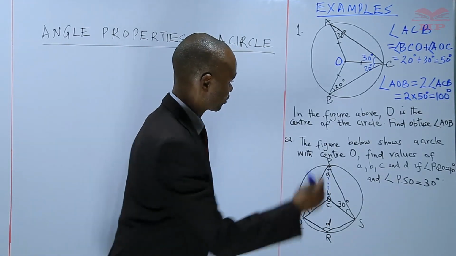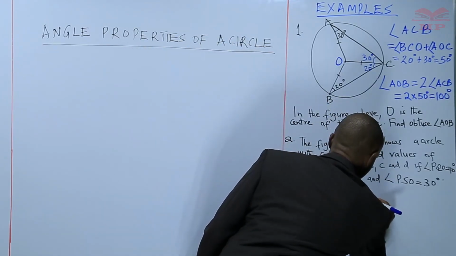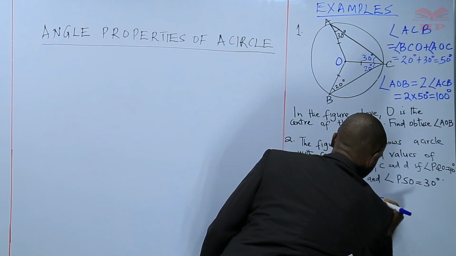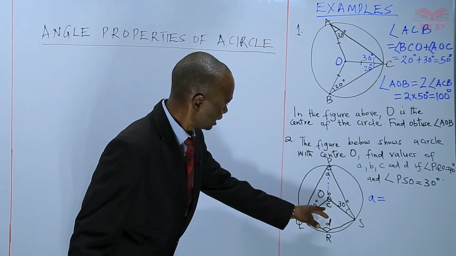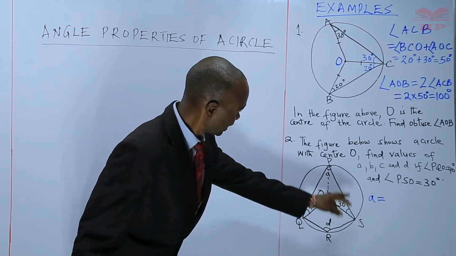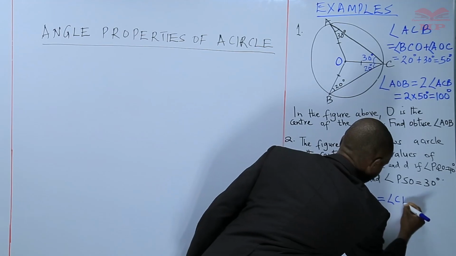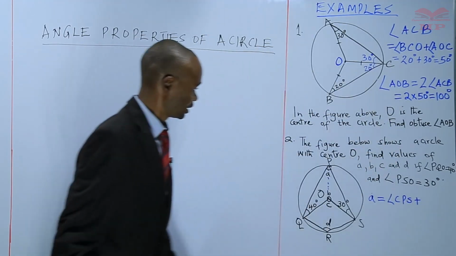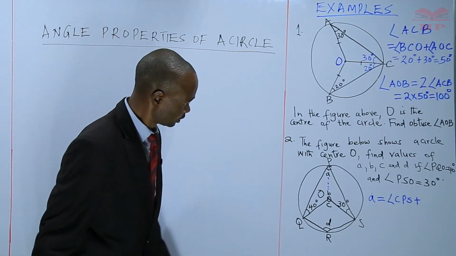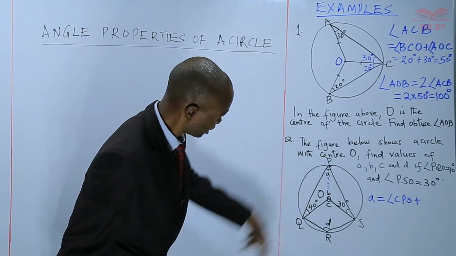So we start with A. The value of angle A is equal to angle CPS plus the value of angle CPQ.